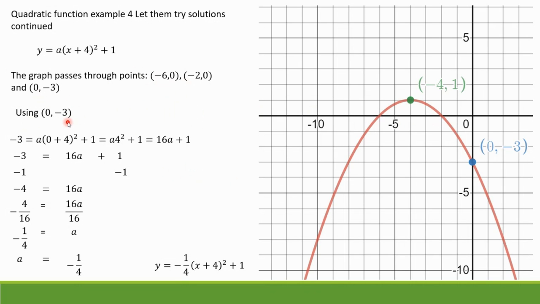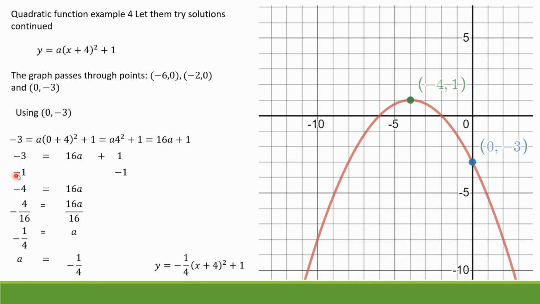Okay, so we have (0, -3). So when x is 0, y must be -3. That's what this is telling us. So when x is 0, we must get -3. So we know this equation must hold. Let's see what a is. We get a times 4 squared plus 1, which is 16a plus 1. So we have this equation now, like so.